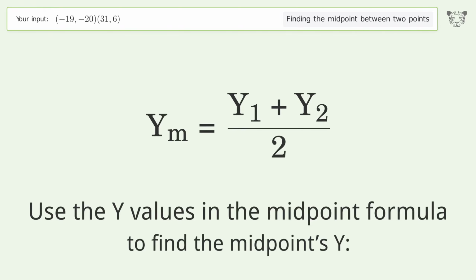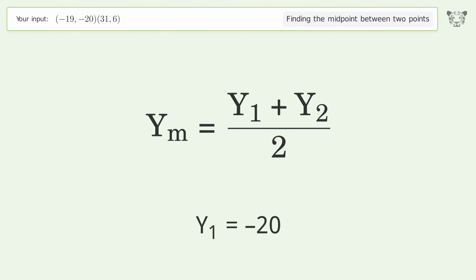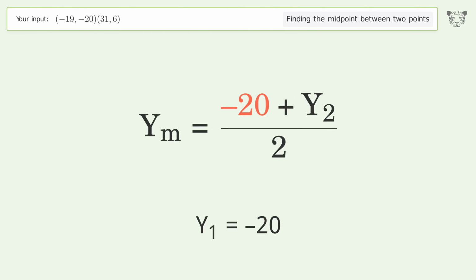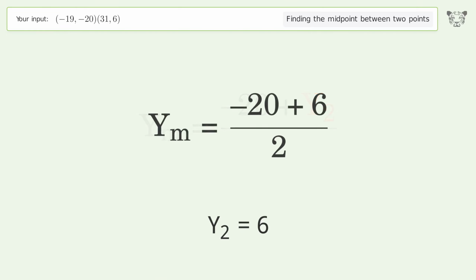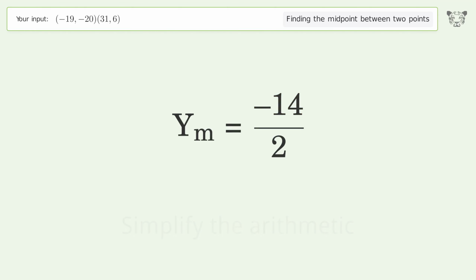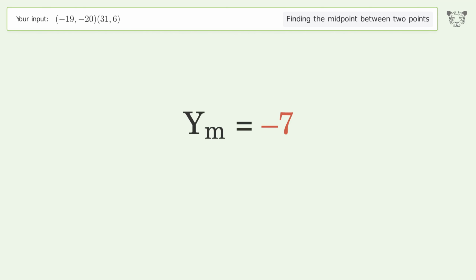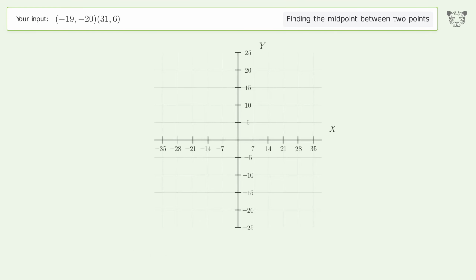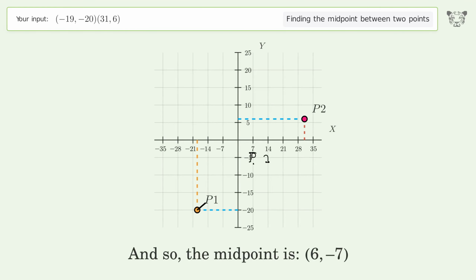Use the y values in the midpoint formula to find the midpoint's y. y1 equals -20. y2 equals 6. Simplify the arithmetic. And so, the midpoint is 6, -7.